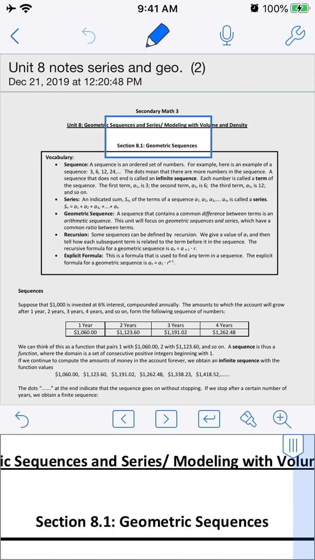Okay, so this chapter is kind of a hodgepodge of two things. It is the series and sequence mini chapter, and then we also have our modeling with volume and density chapter. So, kind of long. This first half is about the series and sequences.